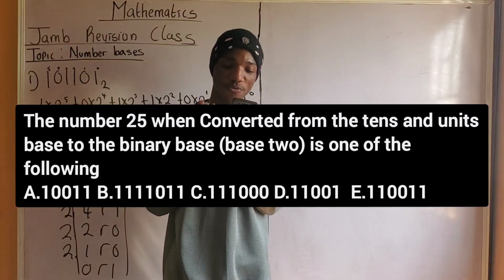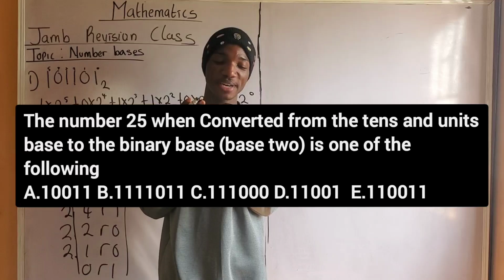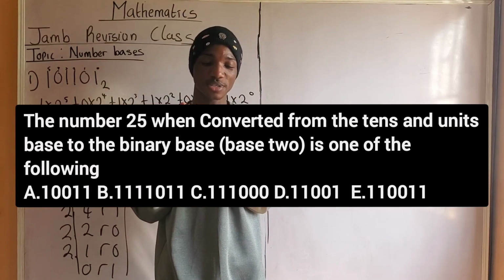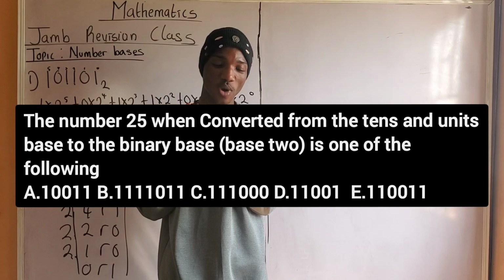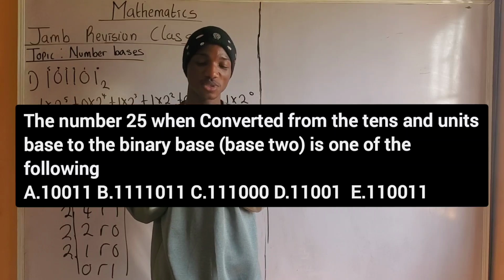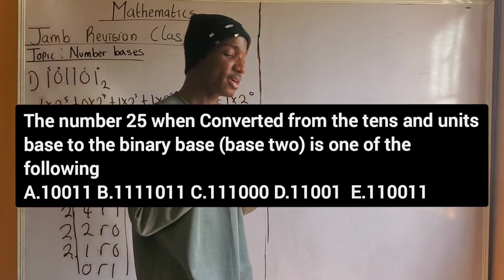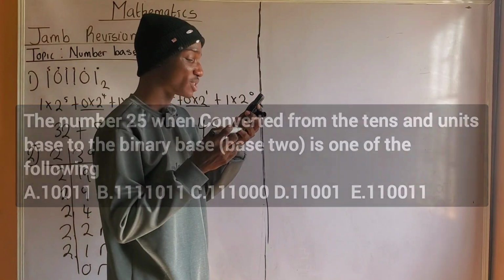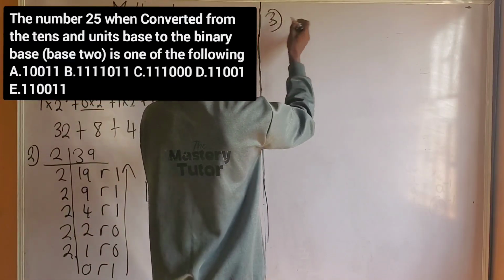The number 25, when converted from the tens and unit base to the binary base, is one of the following: A 10011, B 1111011, C 111000, D 11001, E 110011. Okay, now all you have to do is change 25 to base 2. Okay, 25 to base 2.